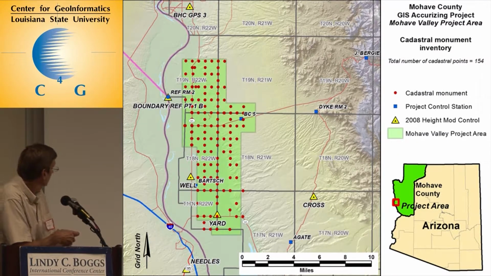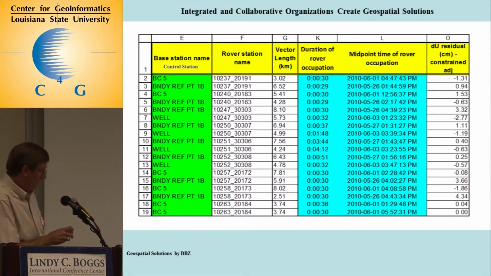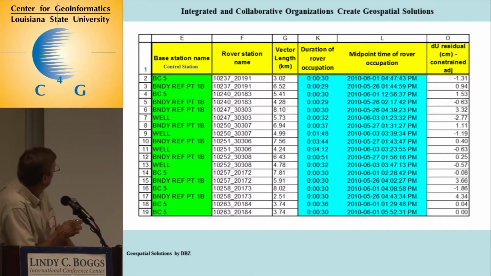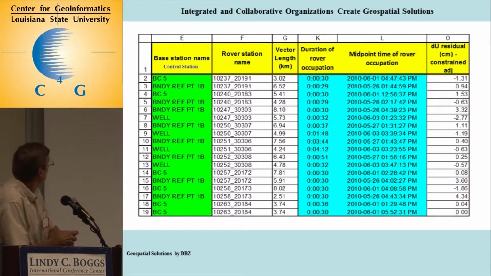And so they used it to basically put in a height modernization survey, and then they ran these things through. This is the occupation of the session. These are the seconds, so you can see they were doing it basically 30 seconds to a minute. These are the control stations. Okay, this is a rover site. And then this was reserved.